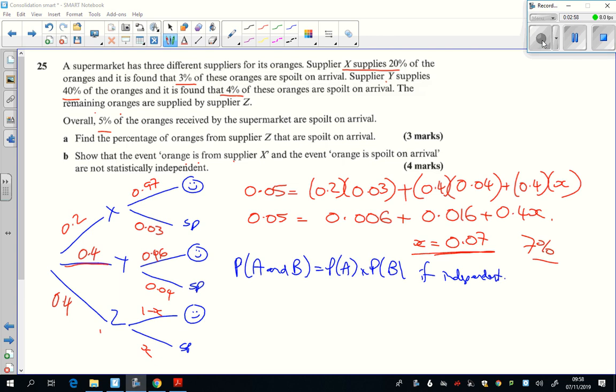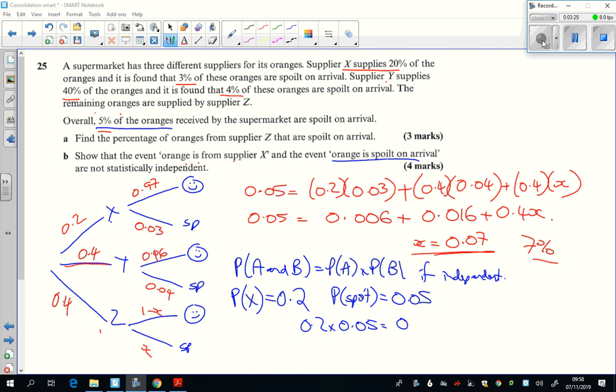So oranges from supplier X. Oranges from supplier X we know was 0.2. And orange is spoilt on arrival. That's what we've just had here. Orange is spoilt on arrival is equal to 0.05. And if we times those two things together, then we get 0.01.